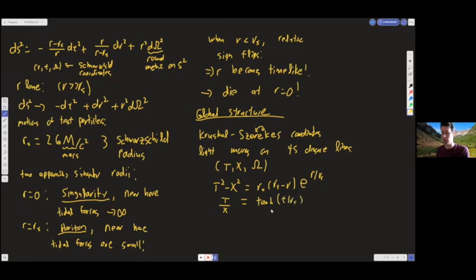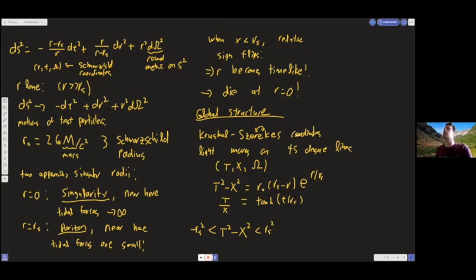Okay. And then the range of these coordinates is that T and X can take any values which are compatible with these two inequalities. Now, that's essentially because you want r to be positive. Okay, so r being positive gives you this constraint.